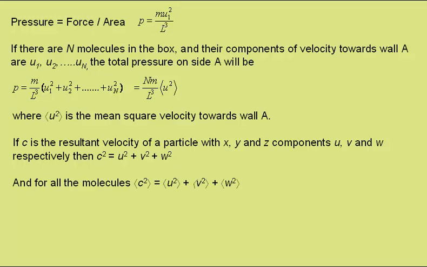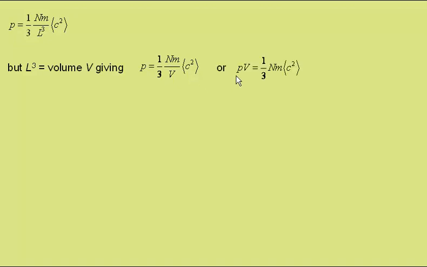And for all the molecules, their mean square speed will be equal to their mean square speed in the x direction, plus their mean square speed in the y direction, plus their mean square speed in the z direction. Again, I've copied that last equation onto the next slide. One other thing, length cubed of our cube is equal to the volume. So we can simplify this equation once more to get p is equal to 1/3 nm over v times the mean square speed. We can rearrange again to get pv is equal to 1/3 nm mean square speed.